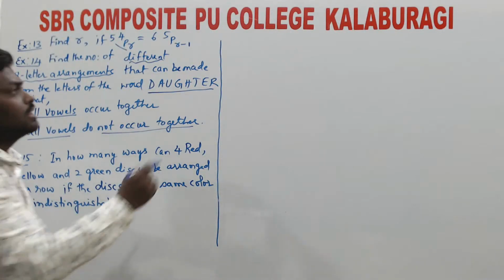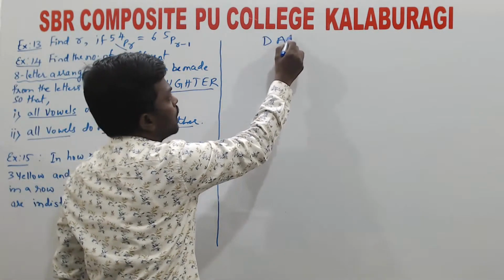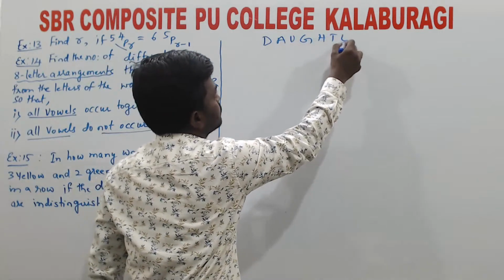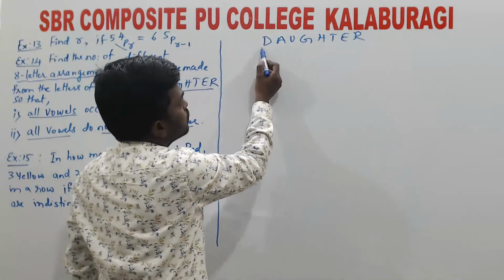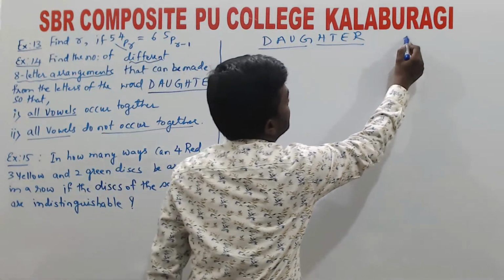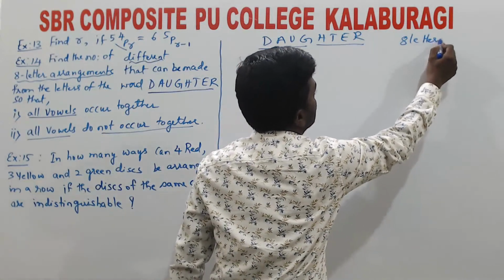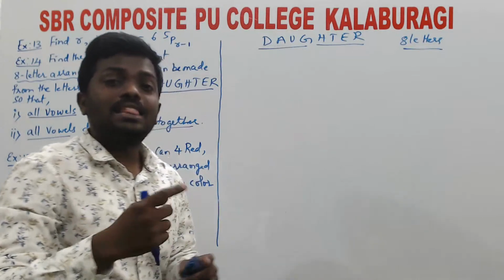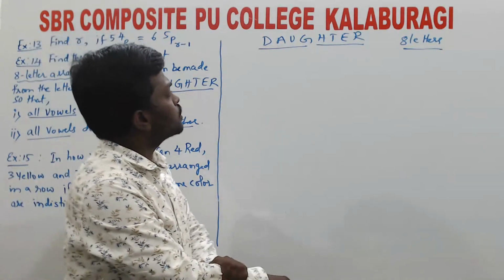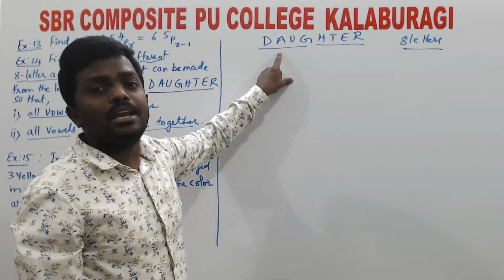So what they have done? They have given a word, daughter. Okay, so now if you count, how many are these? These are nothing but 8 letters. And can I say all the 8 letters are different here? So you can see no letter is repeated more than once.